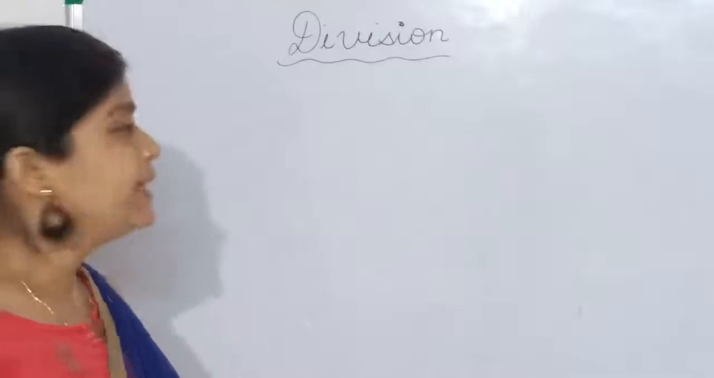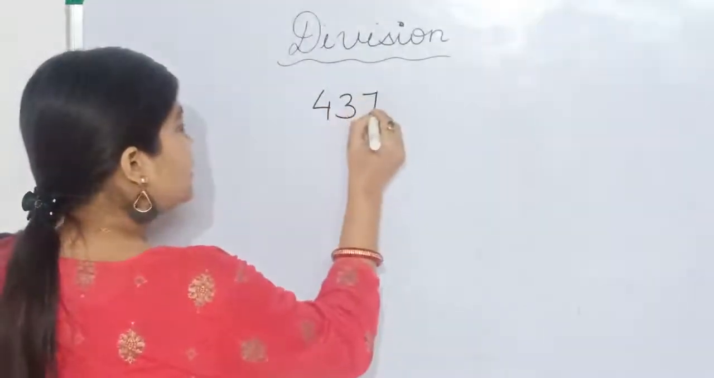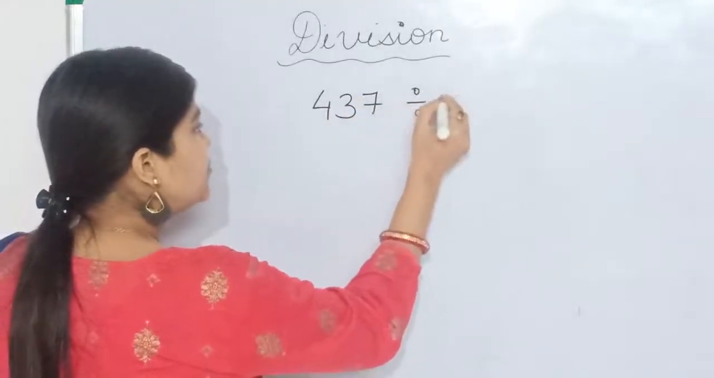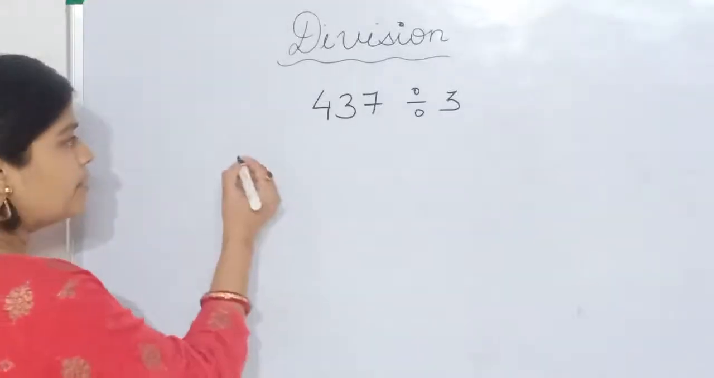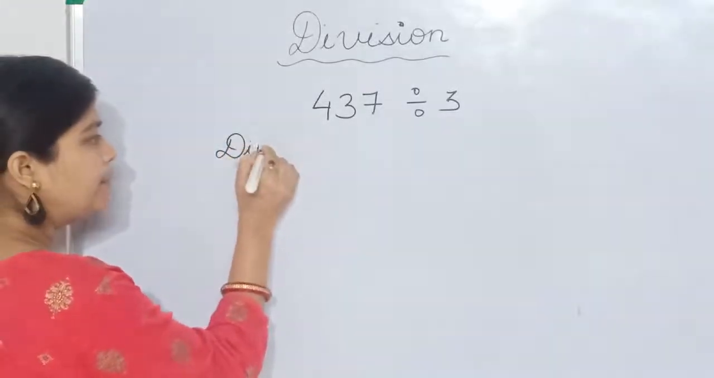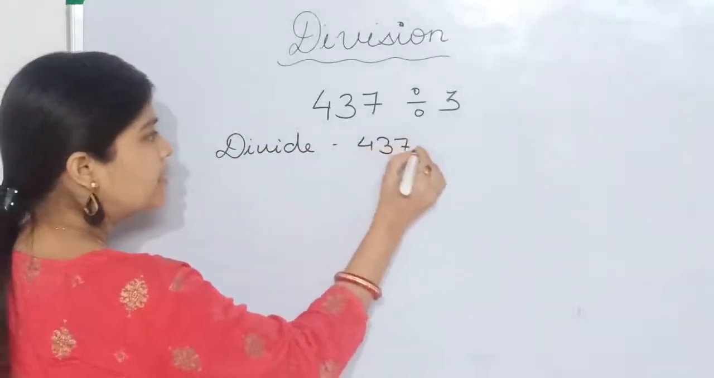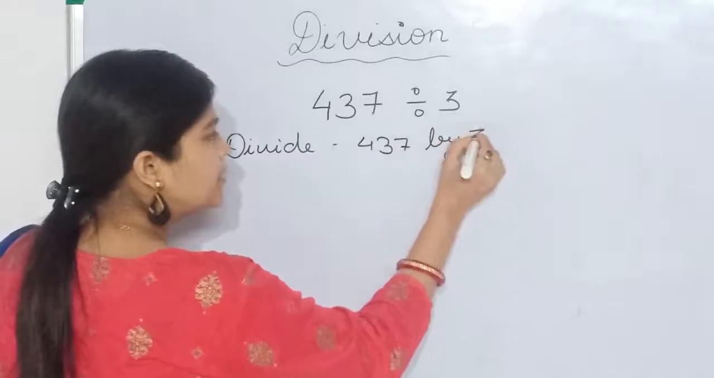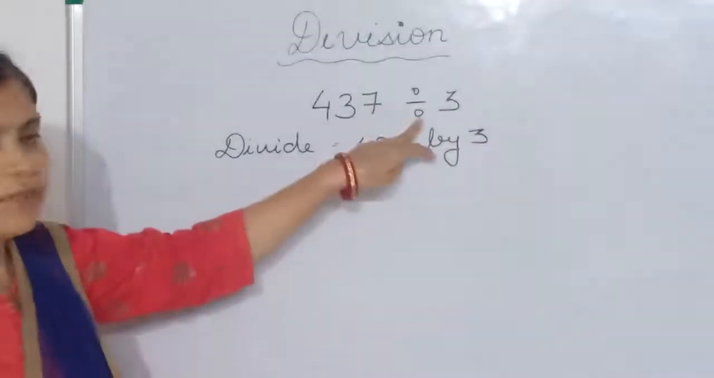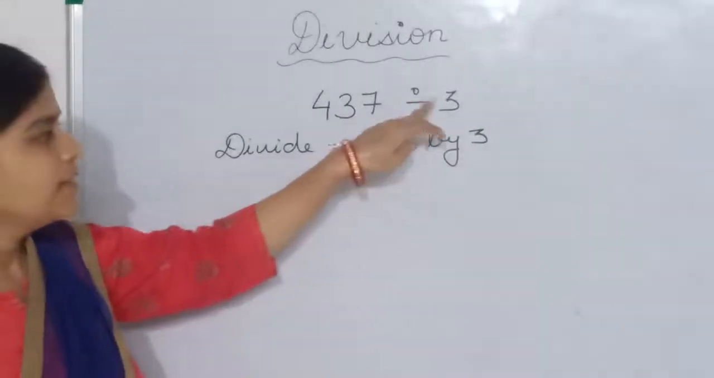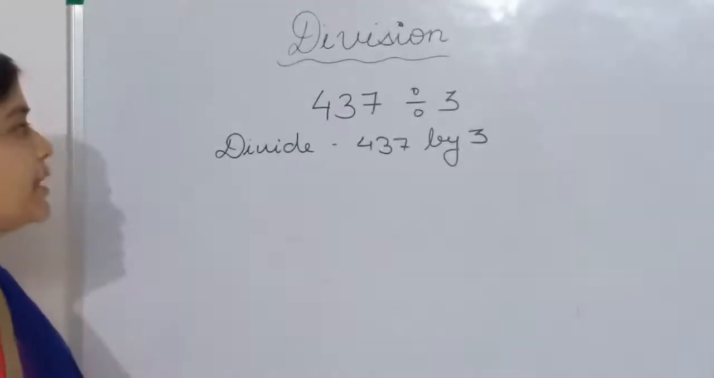So for example, I am taking here 437 divided by 3. Okay? Or it will be given like that: divide 437 by 3. So we can write it like that, 437, this is the division sign, and then 3. Okay? Now we have to work for it.